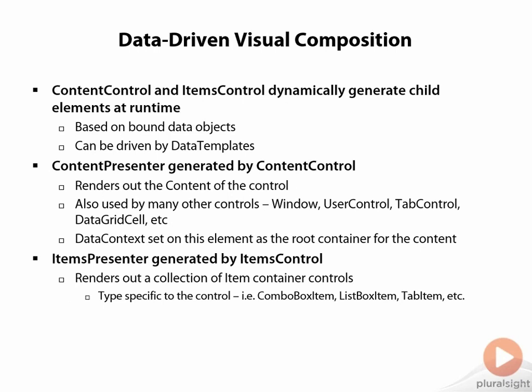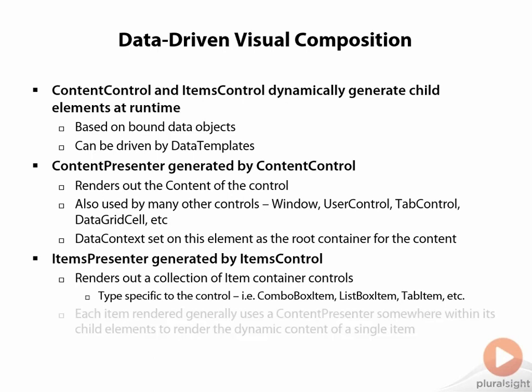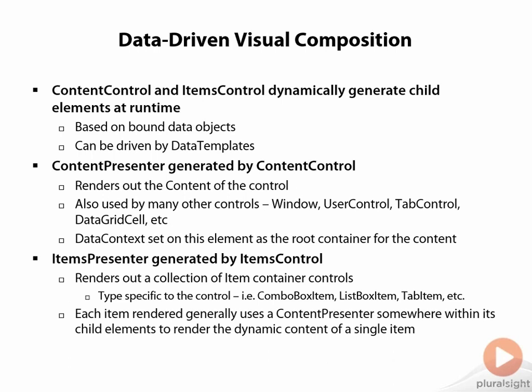And it is going to be a specific type based on the control that's actually rendering. So there's a combo box item type, list box item type, tab item, and so on. When it goes and renders out one of those items, generally somewhere down the chain of that item, there's going to be a content presenter because that item represents a single piece of content. And the way a single piece of content gets rendered out in a data-bound scenario is through a content presenter.